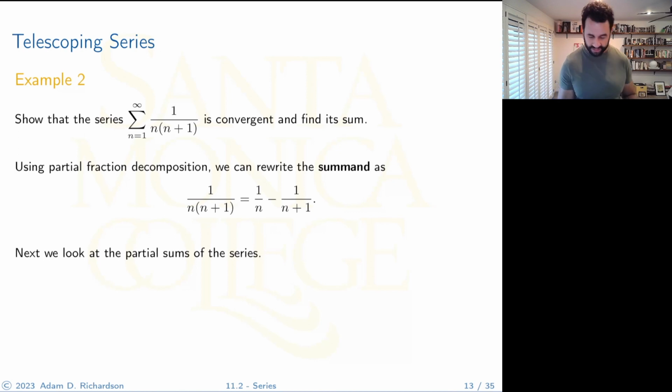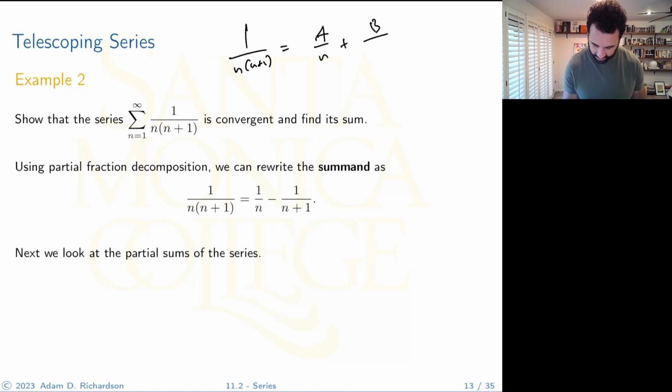So if you go through the decomposition process, if I'll refresh your memory real quick, you can say 1 over n times n plus 1 is equal to a over n plus b over n plus 1, and then you solve for a and b. And when you do that, you'll find that a is equal to 1 and b is equal to negative 1. There we go. So this expression is equal to this expression.